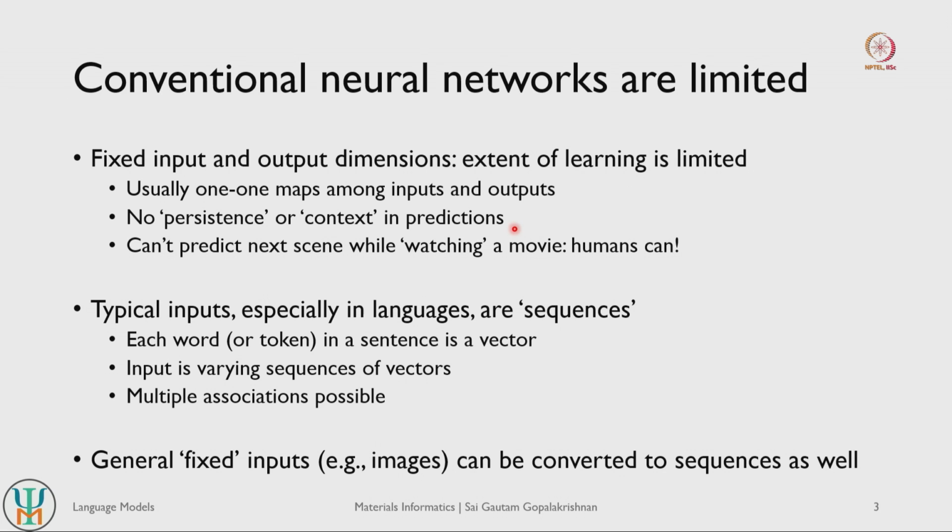conventional neural networks. And this limitation extends especially if you want to model languages. So in languages you have sentences that are of different lengths, you have paragraphs that are of different lengths, and you have entire textbooks that are of different lengths.